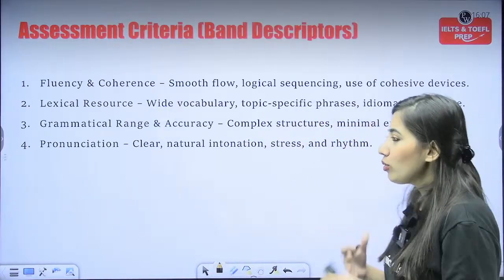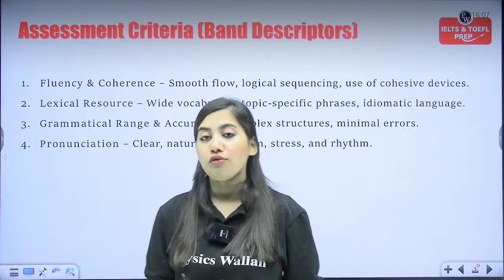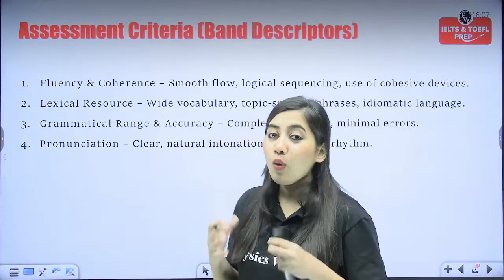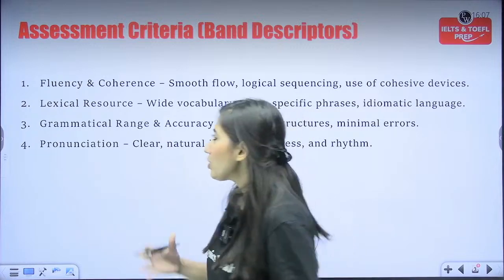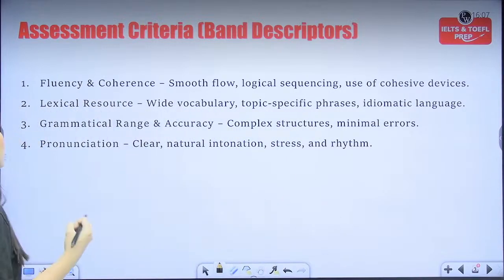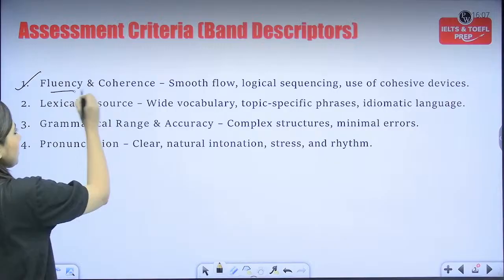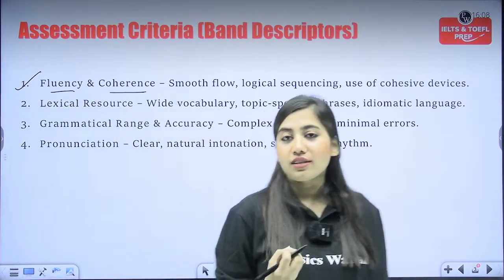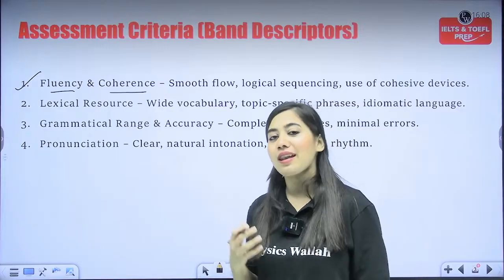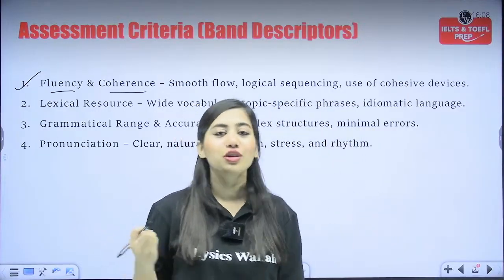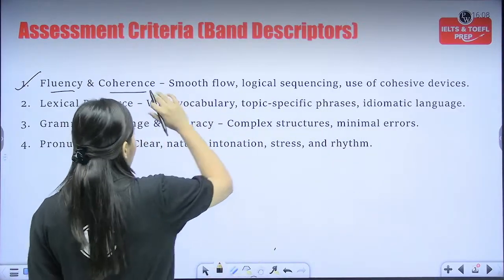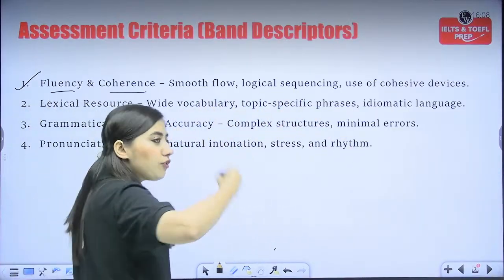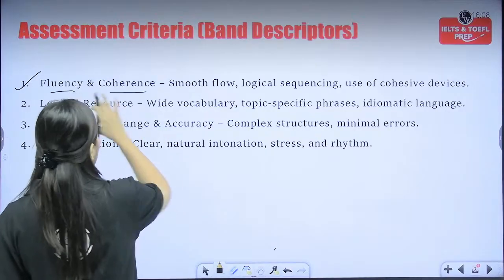Let's quickly see the assessment criteria on which we get a band. What are the things we have to keep in mind while answering any question? These are some of the criteria we have. The first one is fluency and coherence, which means your smooth flow, the transitional phrases, the connectors and conjunctions you are able to use. Without any long pause, how well are you able to speak smoothly and effortlessly? This is what they are checking you on: fluency and coherence.